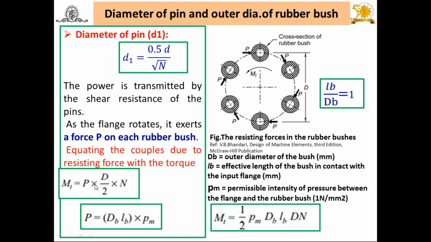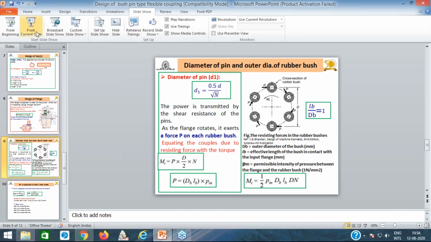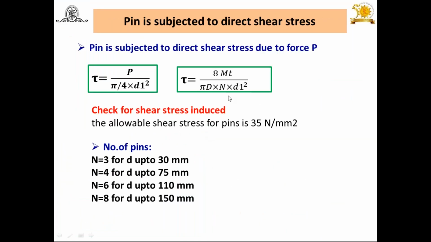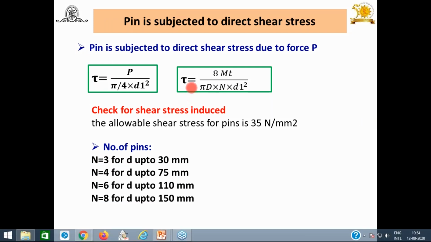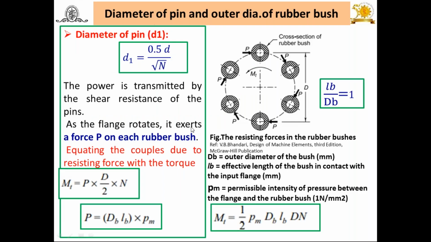So you have to use this P, try to understand. So you can do this. By using this P here, what expression will you get? Tau is equal to 8mt upon pi into D into N into D1 square. D1 you know very well from this expression, 0.5 times the under root N.